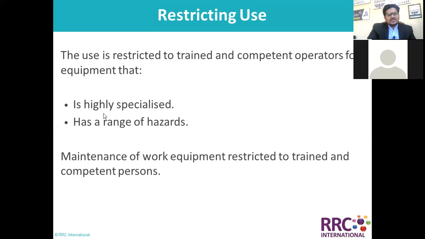But the key point is they have to be highly specialized, and they must understand the range of hazards. Maintenance of work equipment should also be restricted to trained and competent persons. The maintenance is a more technical activity, so again the maintenance technician or other staff members relevant to that particular job must be trained enough and must be certified.